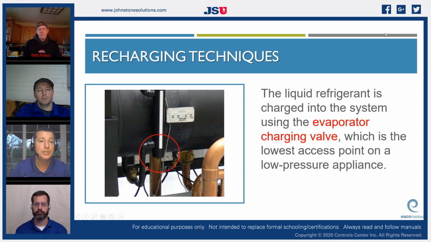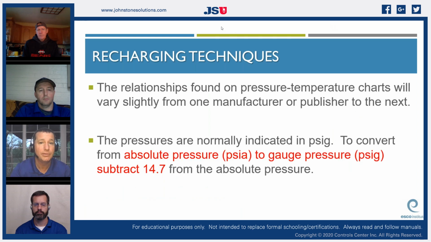Liquid refrigerant is charged into the system using what's called an evaporator charging valve. This is important to know, because all these low pressure systems have an evaporator charging valve, and it's the lowest point on a low pressure system. So it is at the very, very bottom of our entire refrigeration circuit, and that's where we put that refrigerant in liquid form.